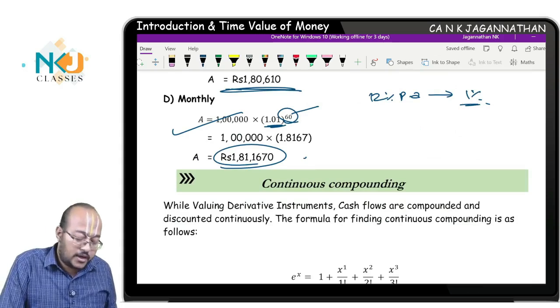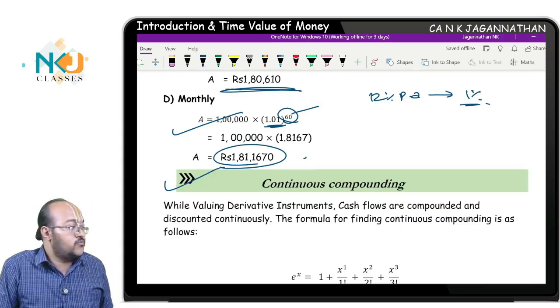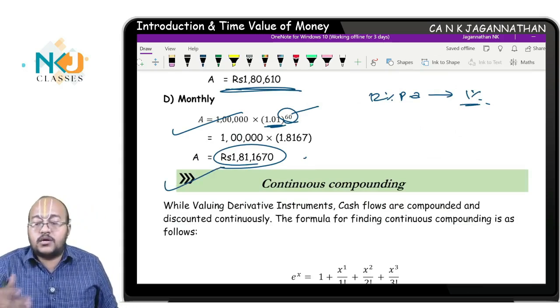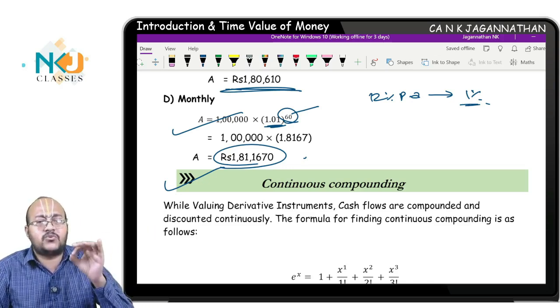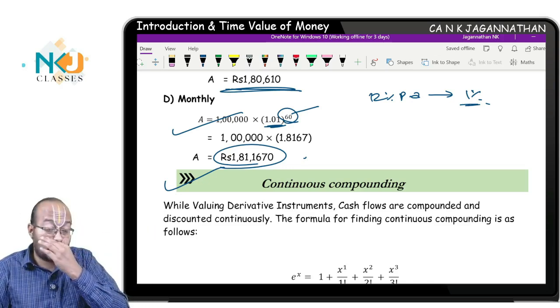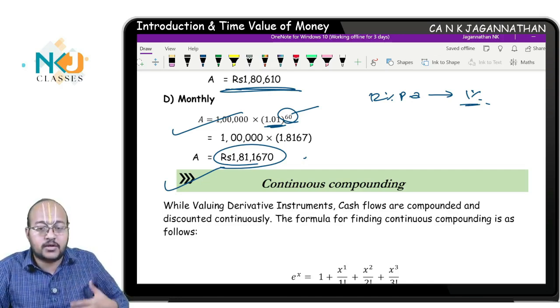Like this, okay, in the derivatives segment, we use continuous compounding. We continuously compound the amount. In futures pricing, option valuation models and the risk-neutral model, everywhere you use continuous compounding or discounting. Dividend also we studied there.